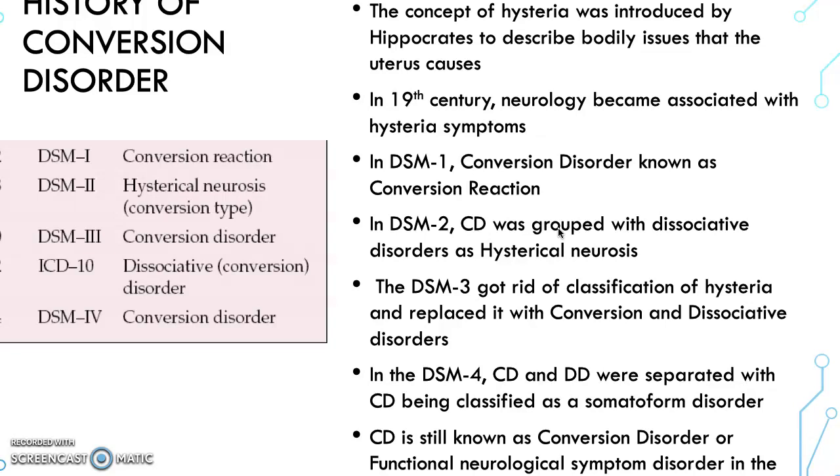In the DSM-1, conversion disorder was known as conversion reaction. And then in the DSM-2, conversion disorder was grouped with dissociative disorders as hysterical neurosis. So both dissociative disorders and conversion disorders were grouped under the term of hysterical neurosis. And then the DSM-3 got rid of the classification of hysteria and replaced it with conversion and dissociative disorders. And then the DSM-4 decided to separate conversion and dissociative disorders, with conversion disorder still being classified as a somatoform disorder. And somatoform refers to the physical symptoms that cannot be attributed to organic disease and appear to be of psychological origin. And as for the DSM-5, conversion disorder is still known as conversion disorder or functional neurological symptom disorder, and not much has changed between the DSM-4 and the DSM-5 for conversion disorder.